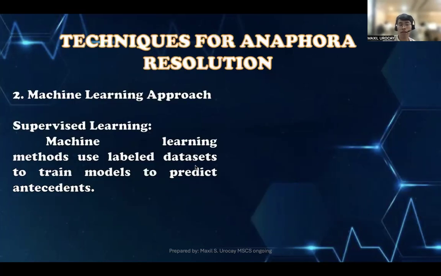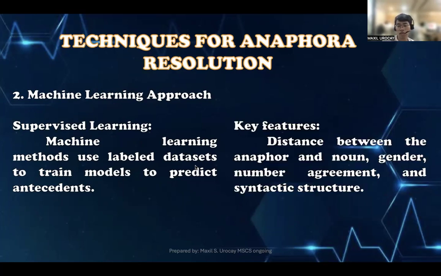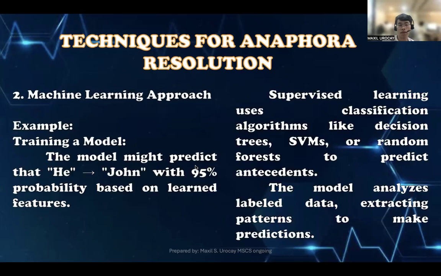So, next, there will be techniques for anaphora resolution. Aside from those rule-based, we have the machine learning approach. We have supervised learning methods that use a labeled data set to train models to predict antecedents. So here we have the features: distance between the anaphor and noun, gender and number agreement, and syntactic structures. So in terms of the machine learning approach, an example here: training a model, the model might predict that 'he' refers to John with 95% probability based on learned features.